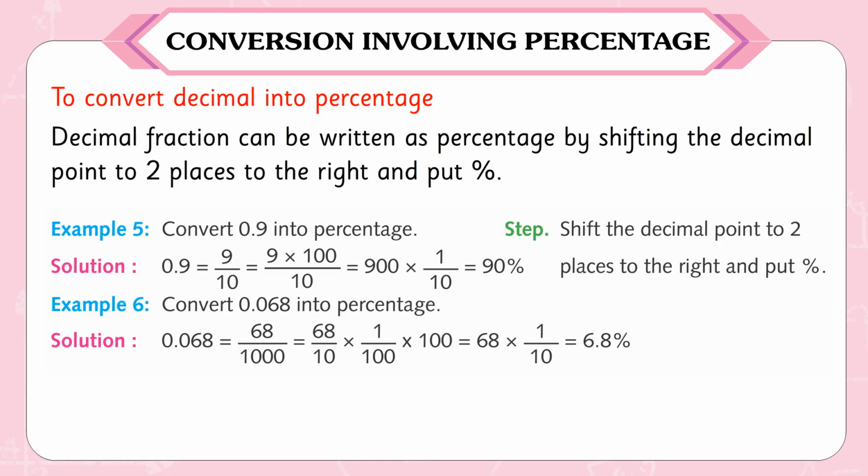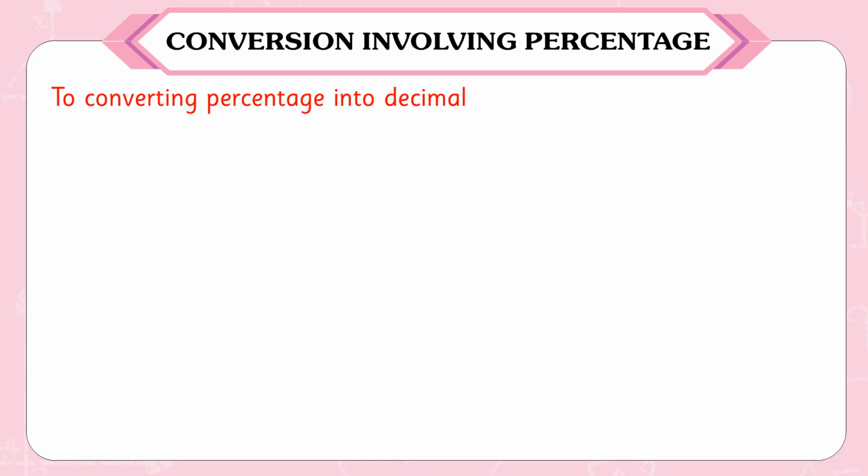Example 6. Convert 0.068 into percentage. Solution: 0.068 is equal to 68 upon 1000 is equal to 68 upon 10 into 1 upon 100 into 100 is equal to 68 into 1 upon 10 is equal to 6.8%.